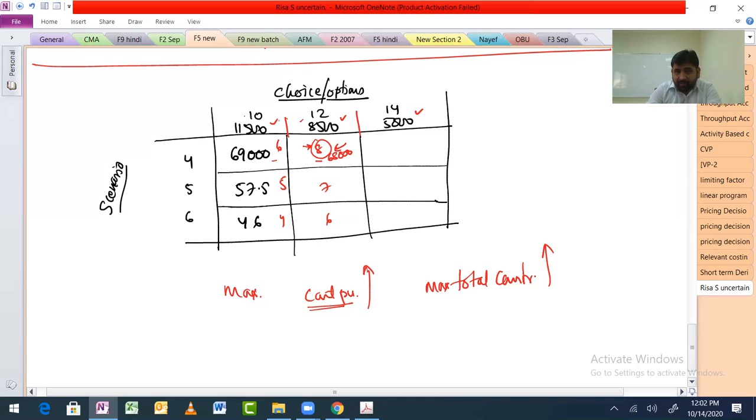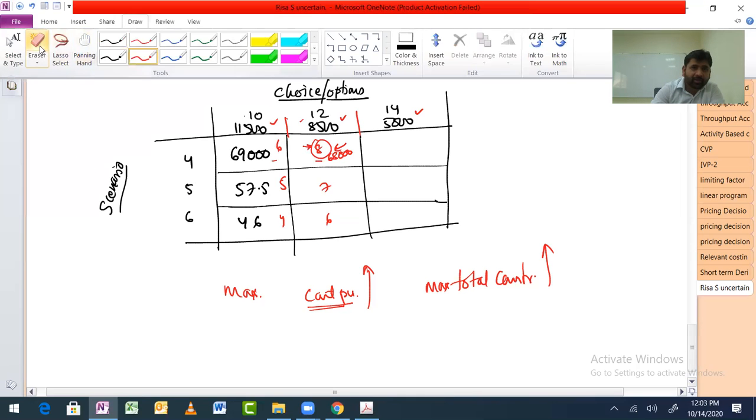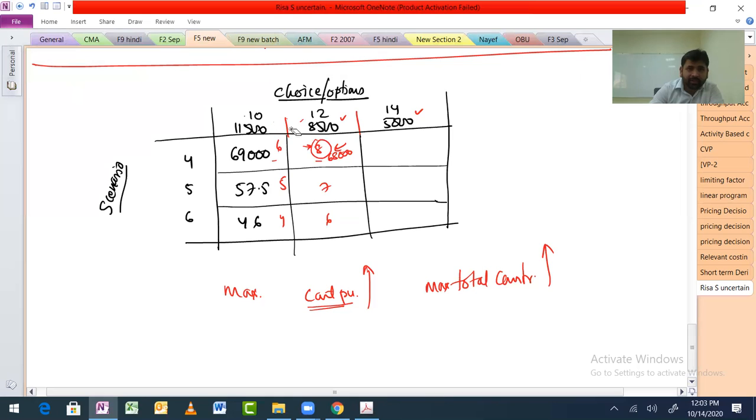Since the units are not same, this is what I was telling, we can't do the one that you are asking, using contribution per unit. We can't do that right now.